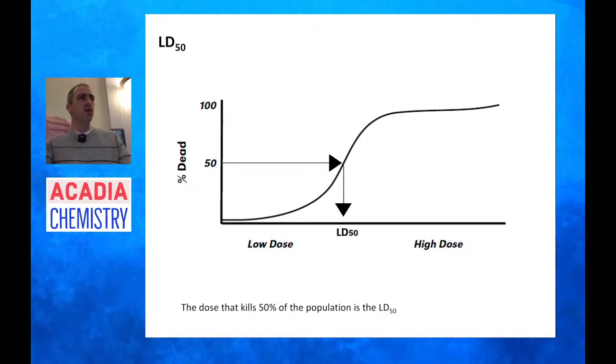So the dose of a particular chemical that might kill me might not kill you or somebody else. Some people might have very high tolerances for certain substances. Other people might have very low.